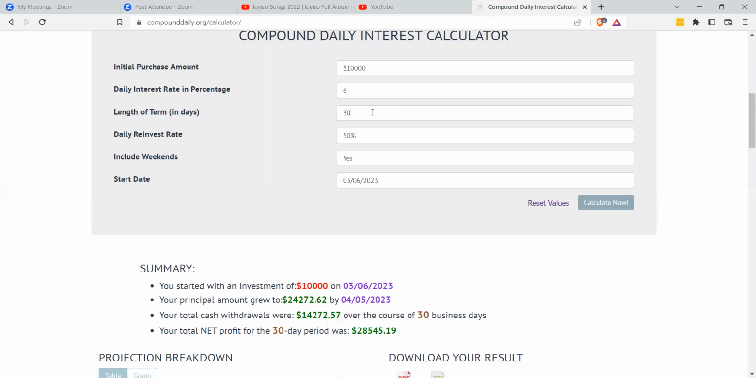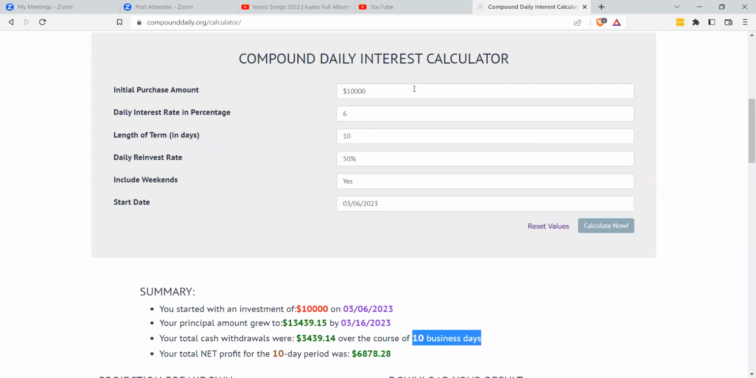So let's even say something realistic. Let's say you take 10 trades in a whole month with this rate, calculate. So in a month of doing this, you would have grown your account to $13,000. That means that month you made a profit of over $3,000 over the course of 10 trades. This is a very, very realistic compounding tool.